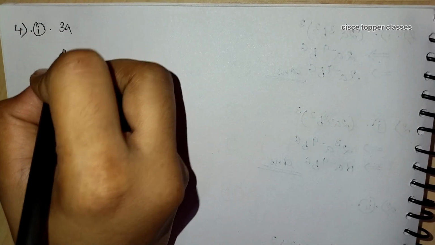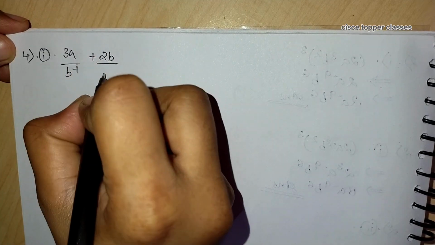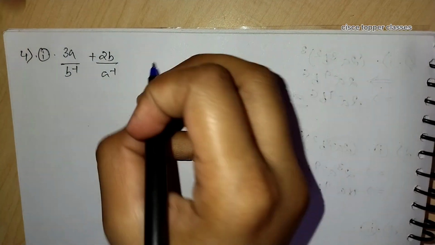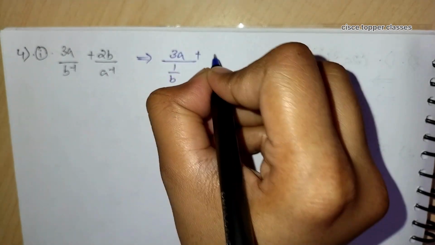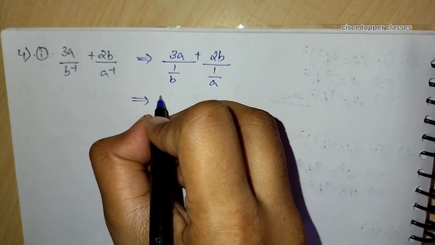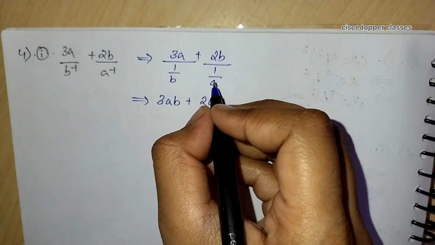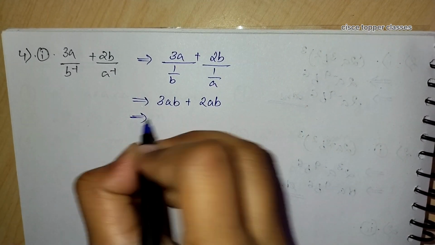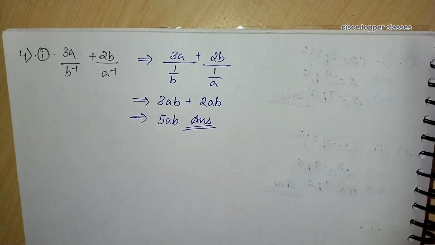Now let us solve question number 4, first part, which is 3a divided by b inverse plus 2b divided by a inverse. We can simply write it on solving as 3a divided by 1 by b plus 2b divided by 1 by a. So here we can write it as 3ab plus 2ab. On multiplying it, 3ab plus 2ab is equal to 5ab as the answer in the first part.